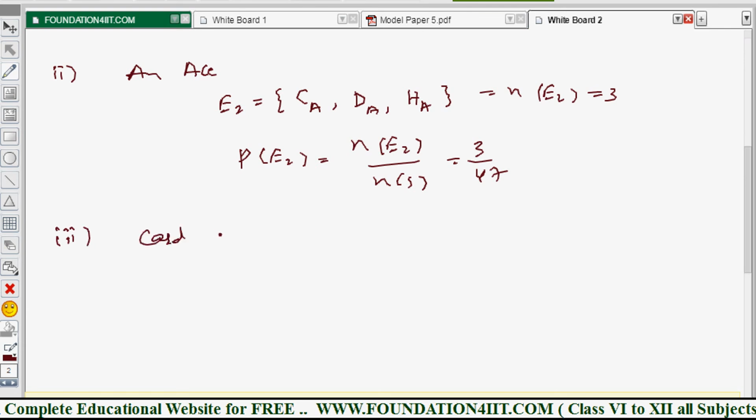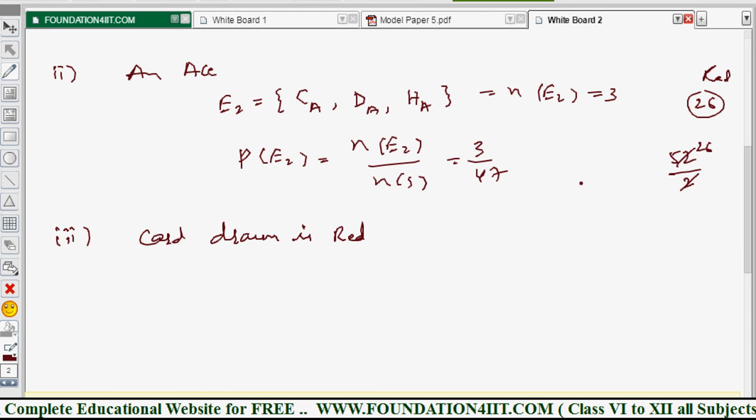So the card drawn is red. Then n of E3. In total we have 52 cards, right? Divided by 2 is 26. So 26 are completely red cards.